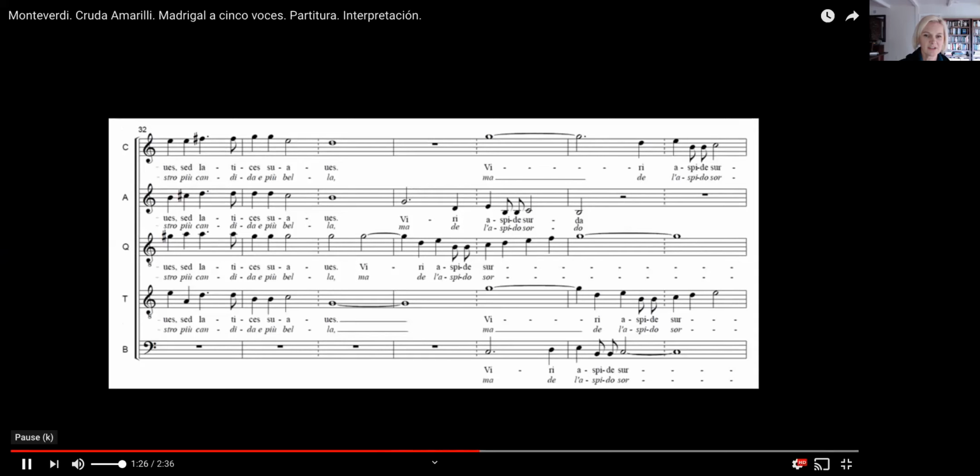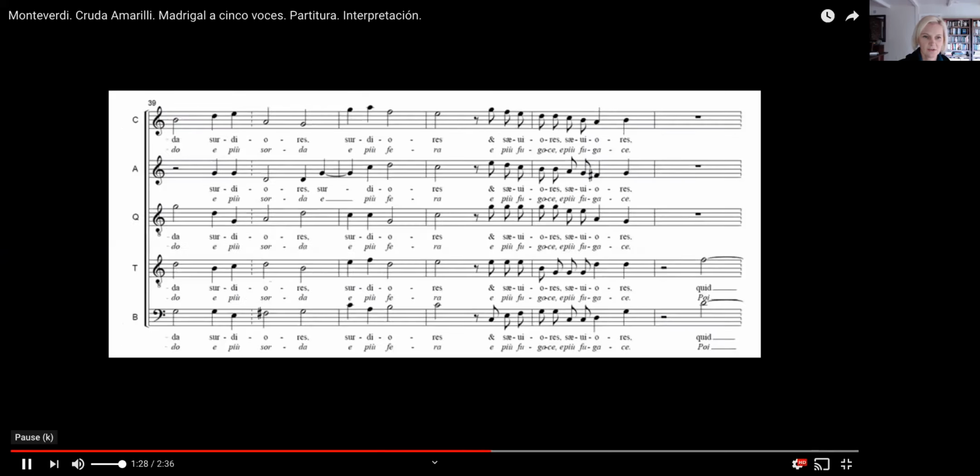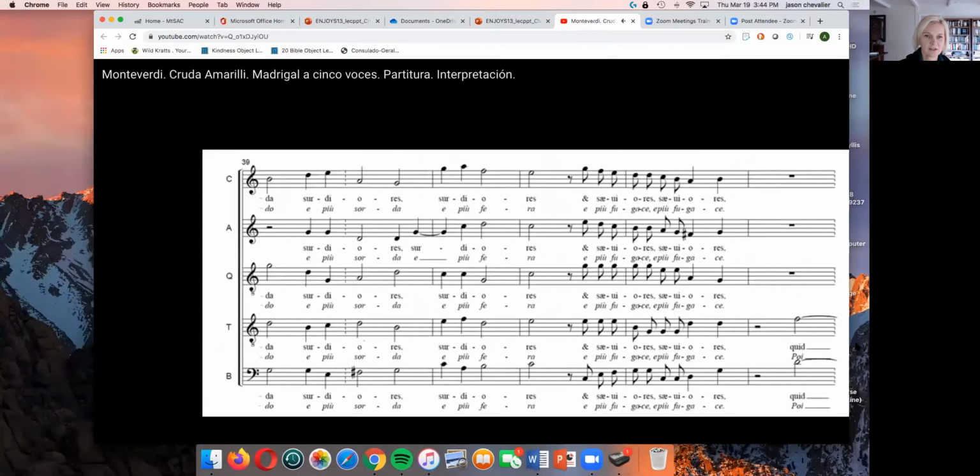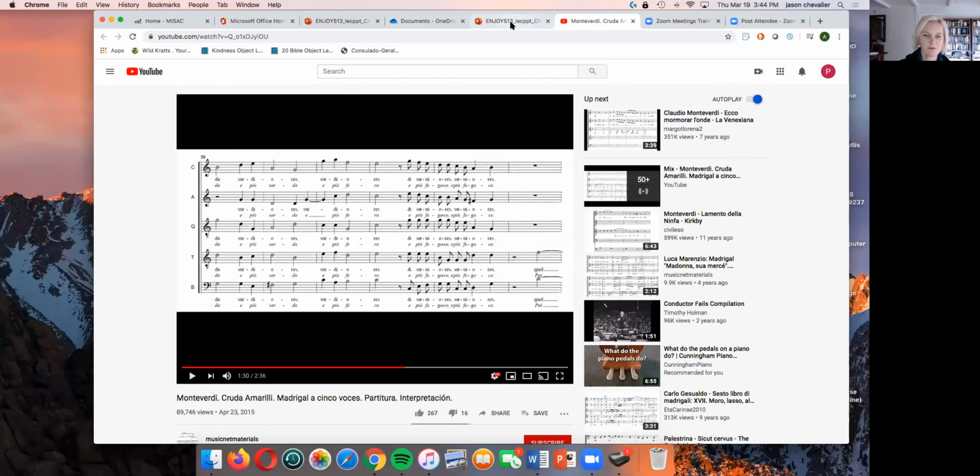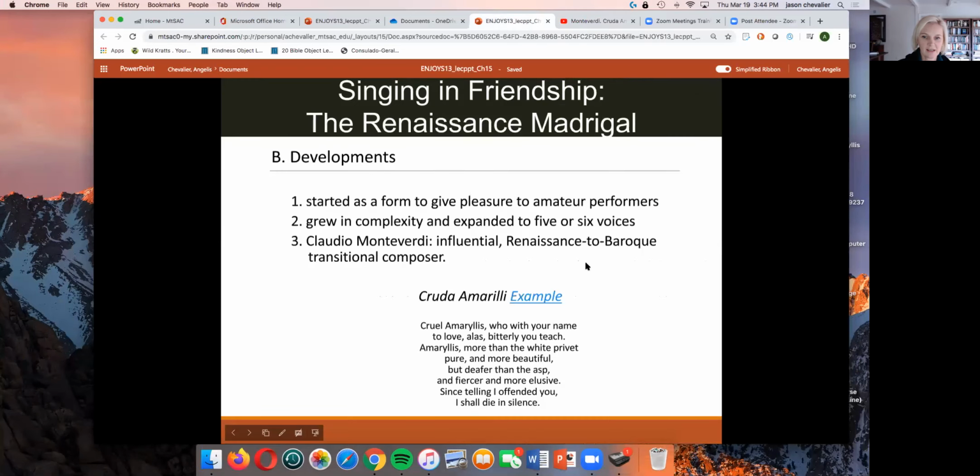If you think in terms of texture, you will notice that sometimes this particular madrigal is homophonic and sometimes it is polyphonic. And that's pretty much what usually happens. Sometimes even monophonic in a few parts, if a particular voice would be singing by itself. So there is a lot of variety in the texture of this madrigal. And that's something I want you to take notes on as well.